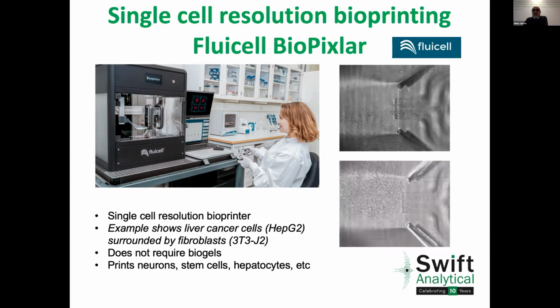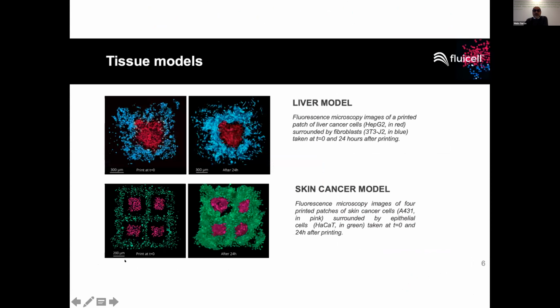So the shear forces that are encountered during the process are very low. This process is really powerful for printing fragile materials such as neurons, stem cells, hepatocytes, for example. And the sorts of tissue models we can generate very quickly are shown here. On the top, we've got a liver model, and on the bottom, we've got a skin cancer model.